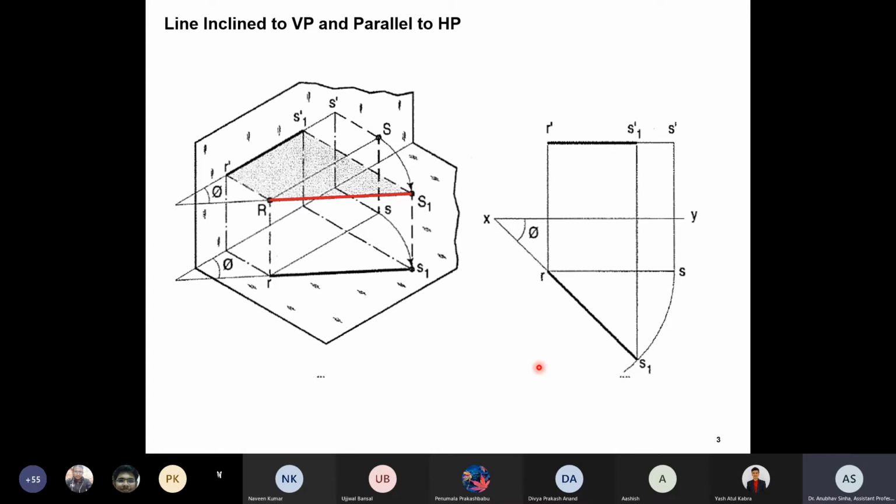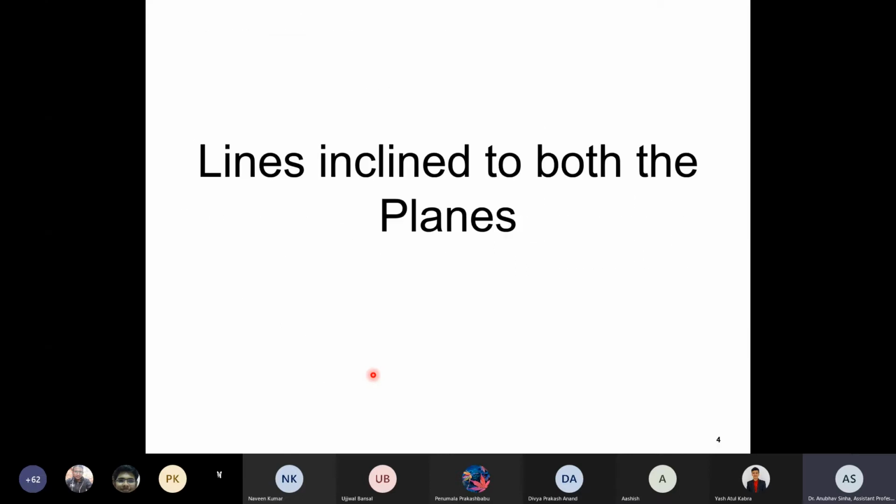Similarly, we talked about a line inclined to the vertical plane. This line is inclined at an angle phi to the vertical plane, and it is parallel to the horizontal plane. This is how we draw the projection. These are the building blocks for a line inclined to both the planes. I hope this is clear. Now we'll move forward with a line inclined to both the planes. Both planes means we are talking about the horizontal and vertical plane.